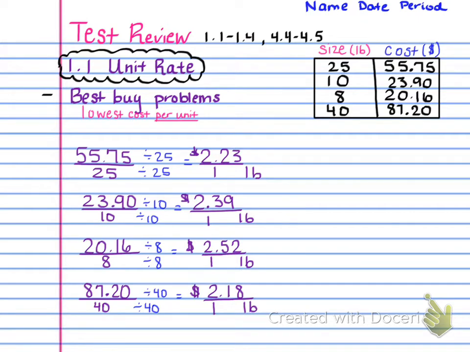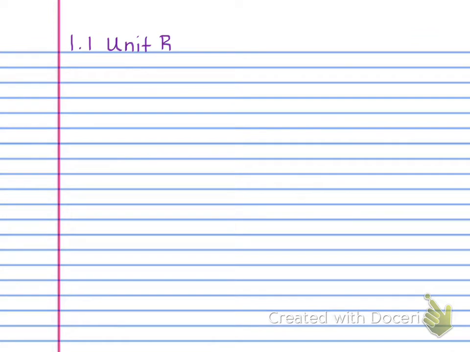So as you can see, when you look at the per pound cost, the lowest cost per unit is going to be the 40-pound bag. So that is going to be your answer for this problem. Make sure that you understand that when you're answering this question, the actual problem, your answer will be this, the 40-pound bag. It won't be $2.18 per 1 pound, unless, of course, it says which bag is the lowest cost or the best buy and how much is it per pound. All right, moving right along.